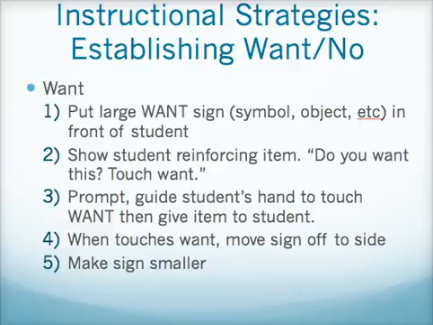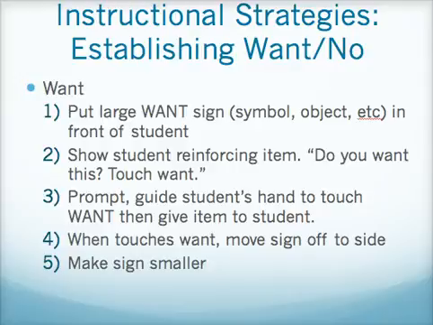So we're going to take the student's hand. Maybe we're going to partially physically guide them to touch want, and then we're going to give the student the item. Now, as the student begins to acquire the skill, obviously we're going to fade our prompt to something that's less intrusive till we hopefully get to where we ask this question, do you want this? And the student independently touches want on their own.